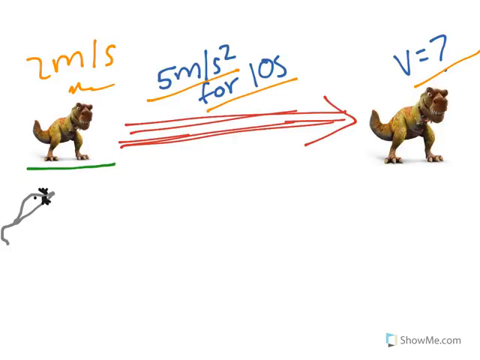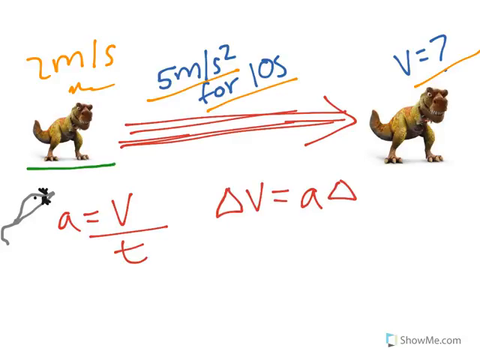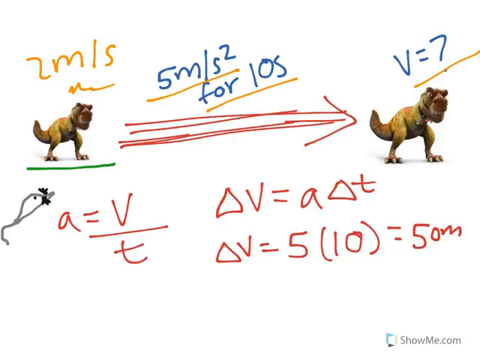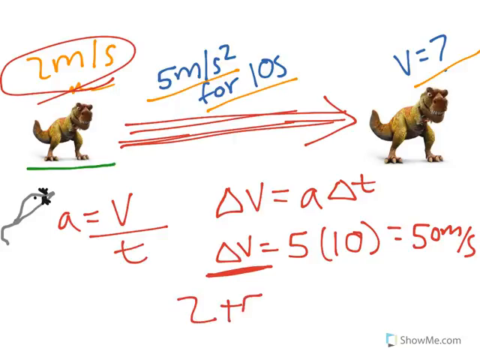Let's see. Velocity over time is acceleration, so his change in velocity must be equal to his acceleration times the change in time. So the change in velocity is equal to 5 meters per second times 10 seconds, which is 50 meters per second. But remember, this is only the change. We can't neglect his initial velocity, which is 2 meters per second, so we'll add the two together. 2 meters per second plus 50 meters per second is 52 meters per second. That's awfully fast.